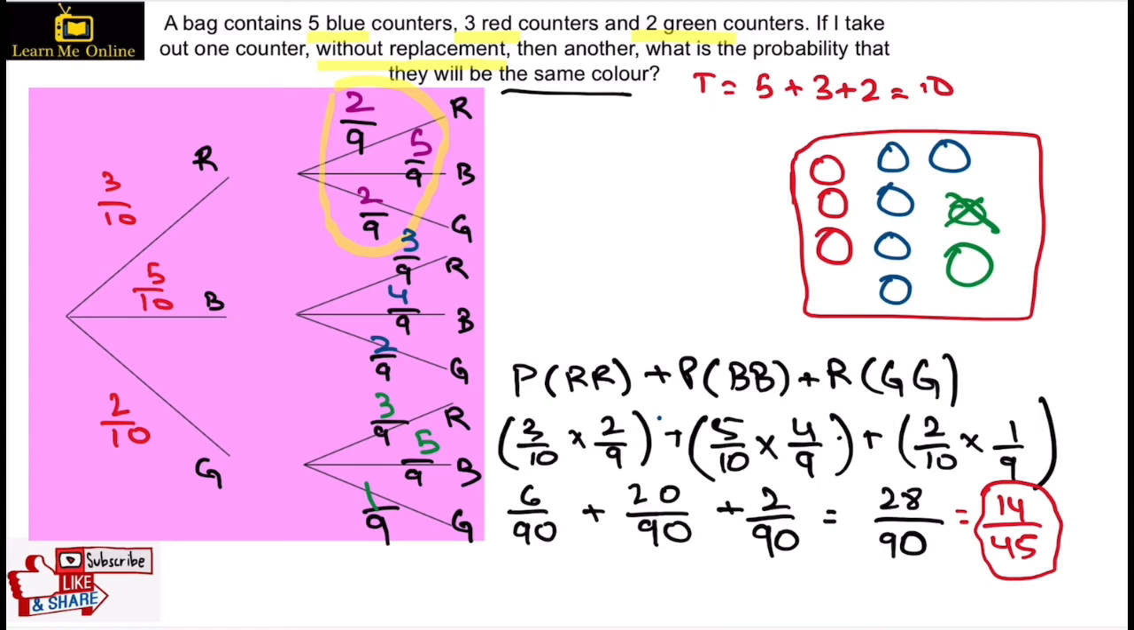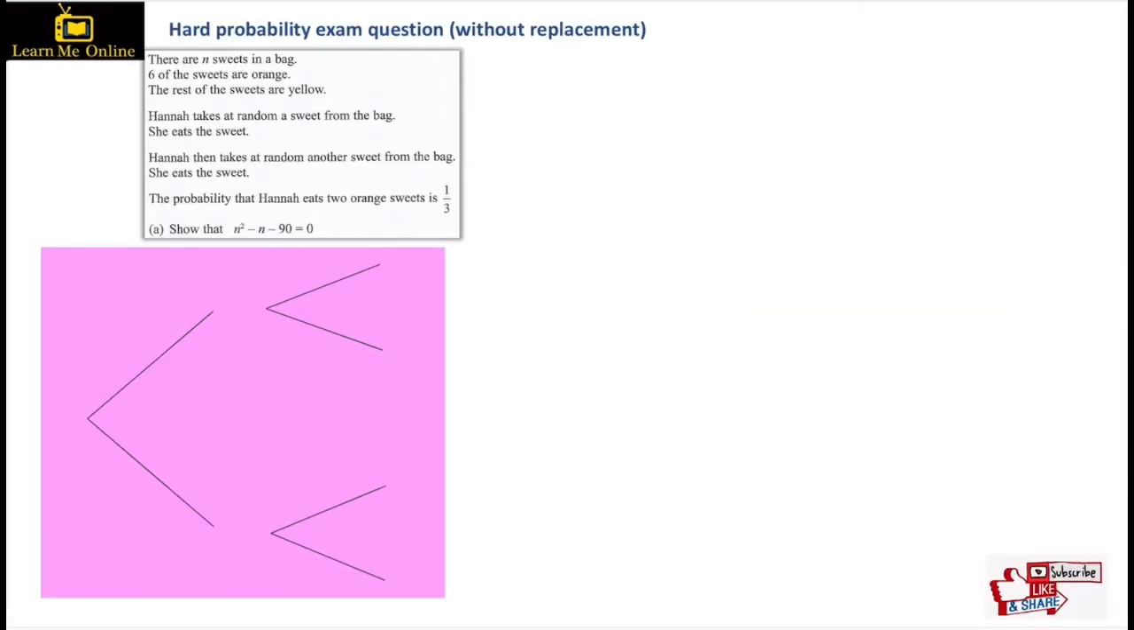So now I'm going to go on to the last example. There are n number of sweets in the bag. So I'm going to write down the total number of sweets. We don't know the number, but it's n. So I'm going to write down n is the total number of sweets here.